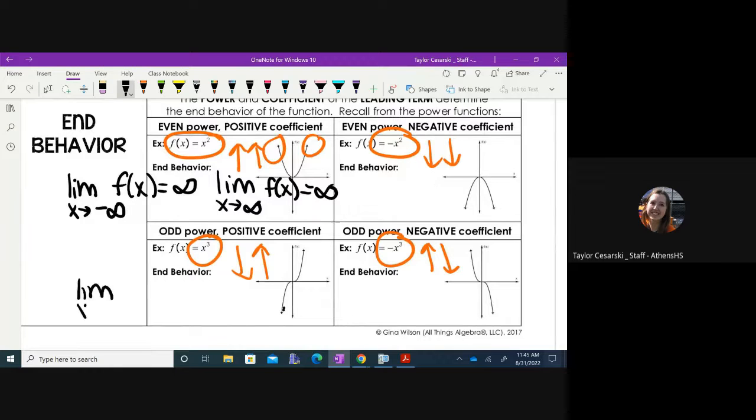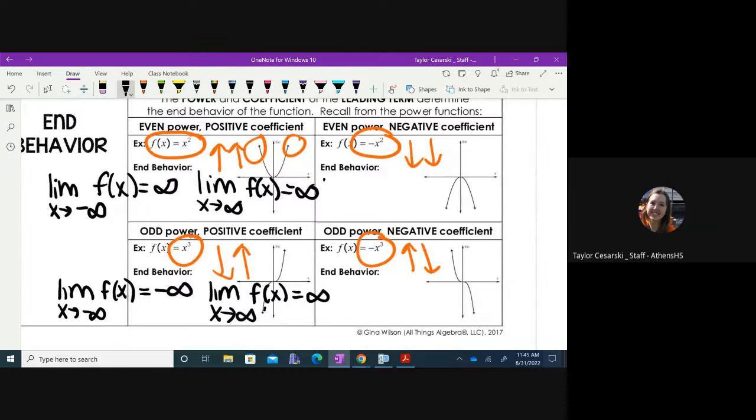So then for x cubed, it goes down and then up. So we're still going to always have 2 statements. As x approaches negative infinity is the left side. Now this time the left side goes down, so that's going to equal negative infinity. And then the right side, as x approaches positive infinity, that goes up, so that's still going to be positive infinity. So go ahead and pause it for a second, and I want you to try the right 2 examples, and then I'll put them up on the screen.